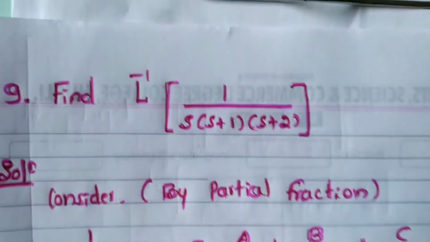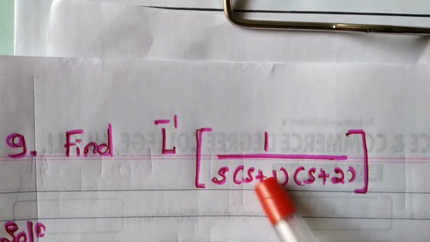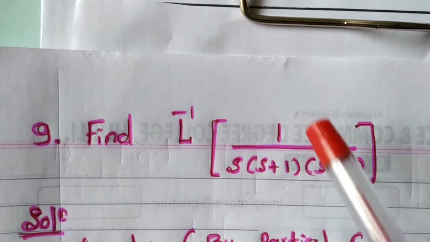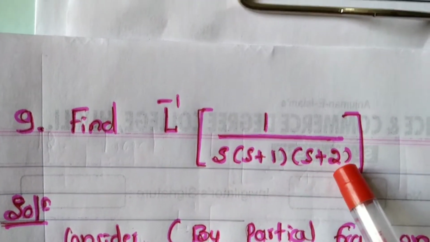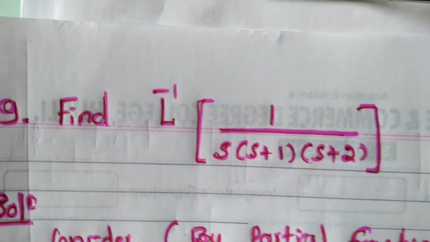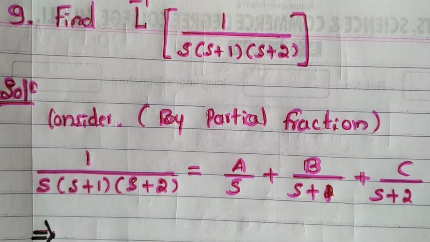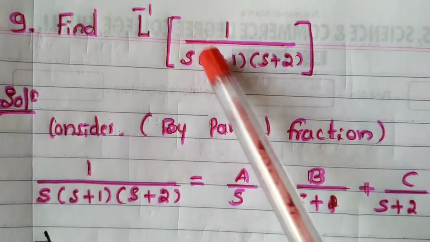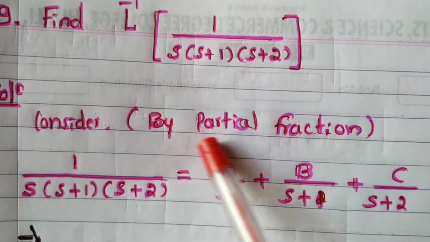To go to another one, find L inverse of 1 by s into (s plus 1) into (s plus 2). We do not have a direct answer for this one. 1 divided by s into (s plus 1) into (s plus 2), the product of three terms in the denominator. Our inverse Laplace transformation does not give a direct answer for such examples. At that time you have to split 1 divided by s into (s plus 1) into (s plus 2) by means of partial fractions, to consider only the inverse result of the bracket.